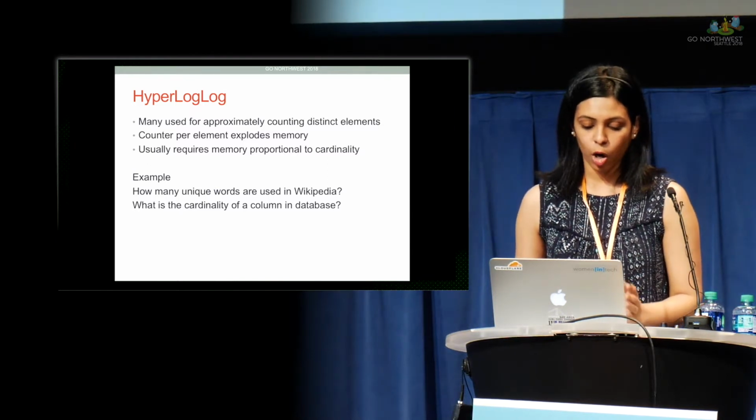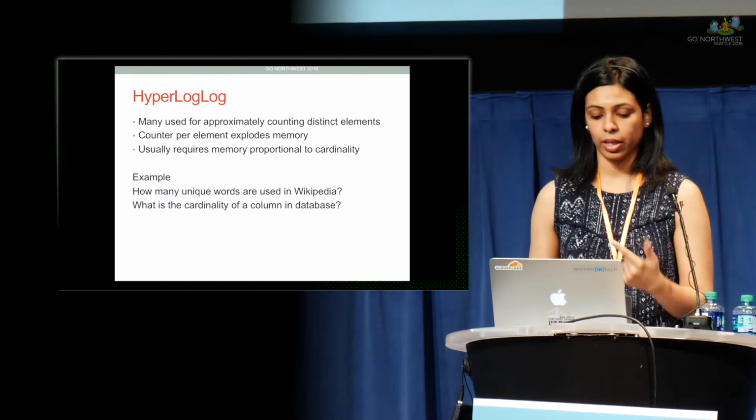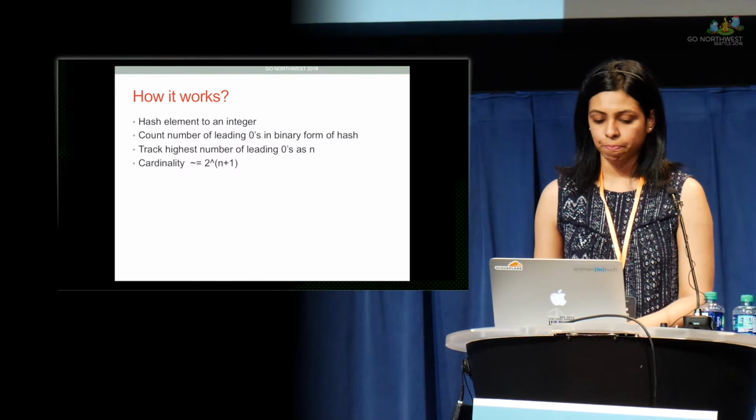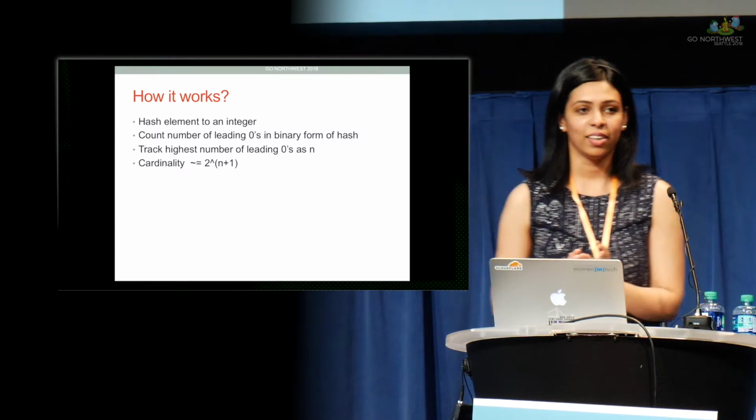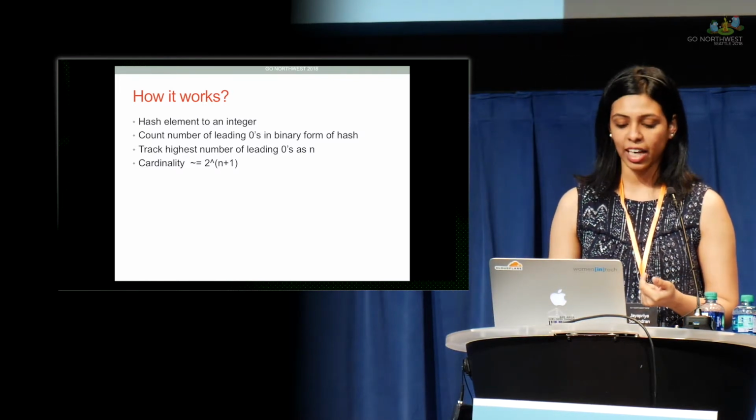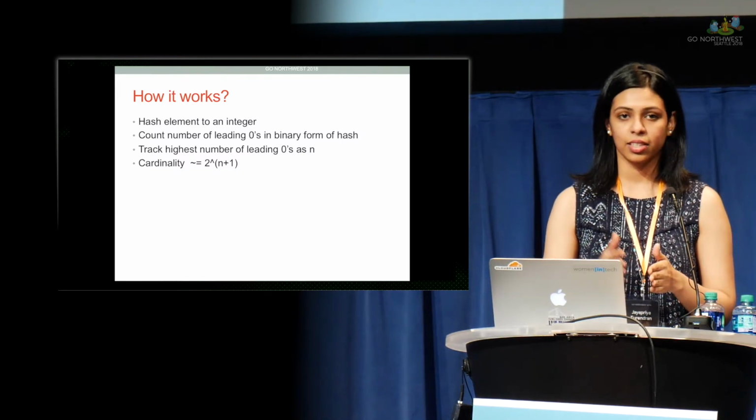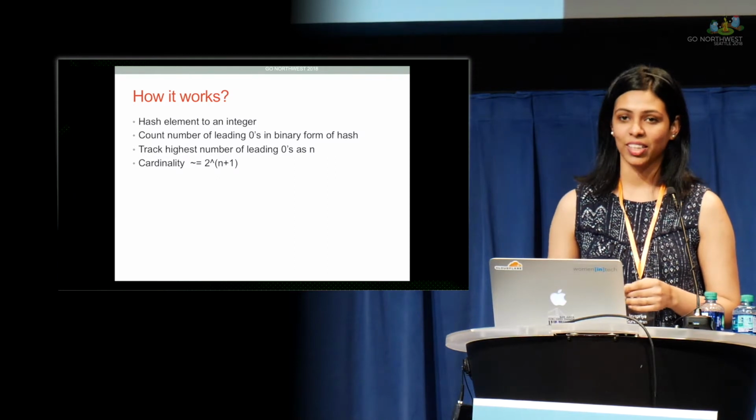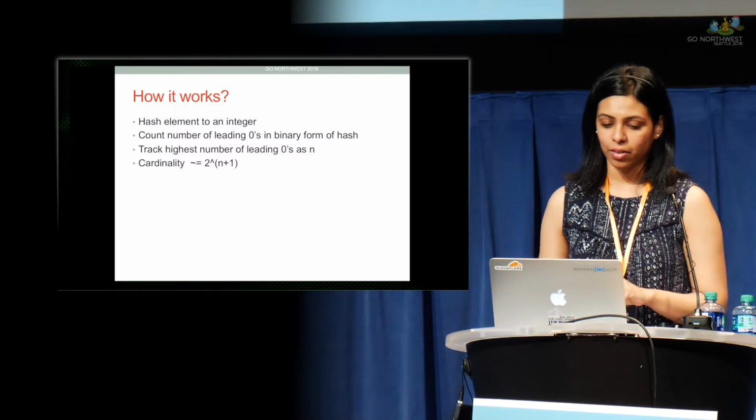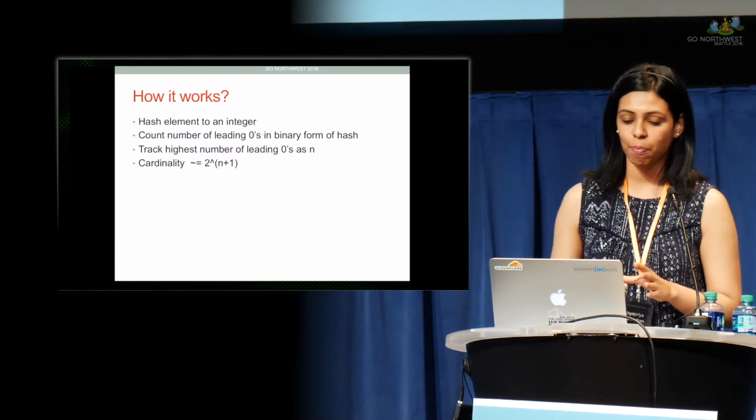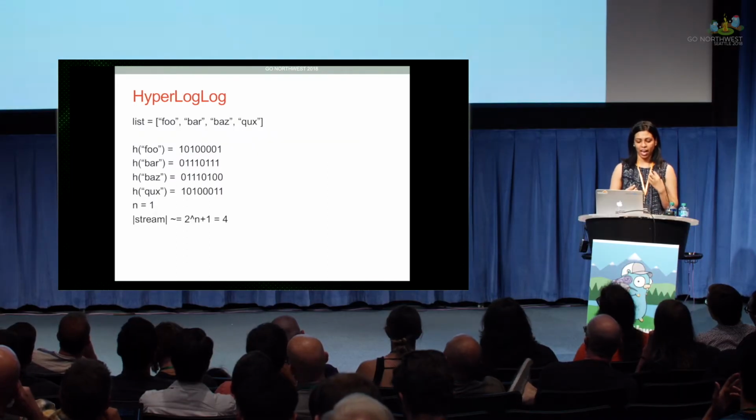The use cases, for example: how many unique words are used in Wikipedia, or what is the cardinality of a column in databases? HyperLogLog can answer these questions. How it works: hash an element to an integer, count the number of leading zeros in the binary form of that hash, and track the highest number of leading zeros before you encounter a one. And the cardinality is computed using this formula, 2 power (n plus 1). So this may seem abstract and funny, though there are a couple of good papers which explain the math behind this. I tried to simplify it and make it as easy as possible.